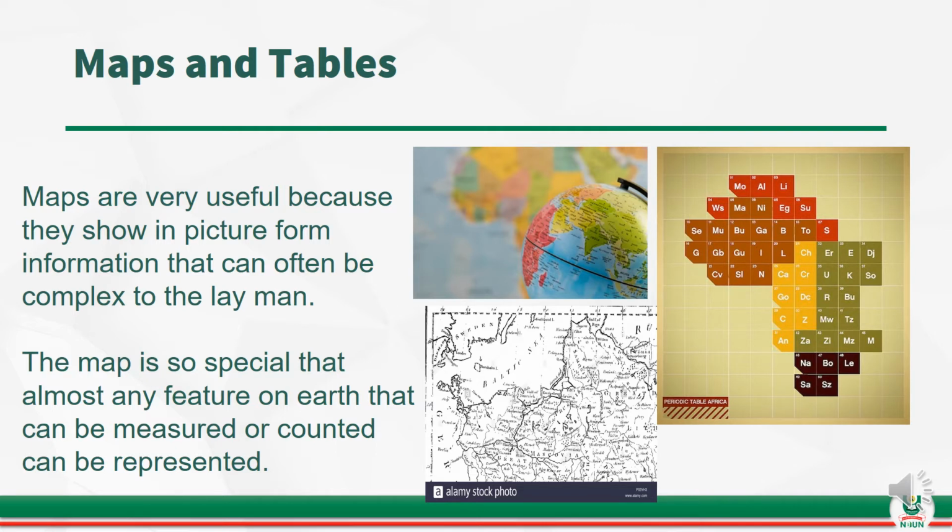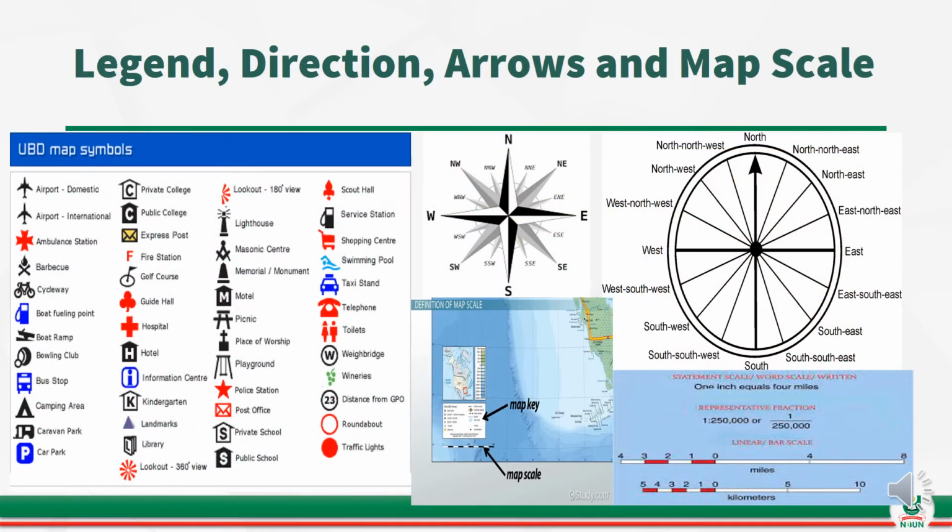In the course of the study, it is important to know about the map properties and their parts. There are 5 parts which a map has that help the reading. And we'll be looking at the title, the legend, directions, arrows, and map scales.